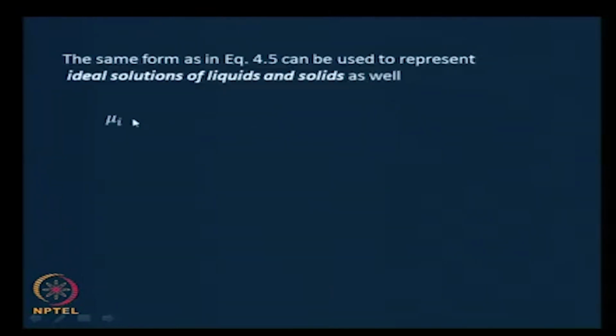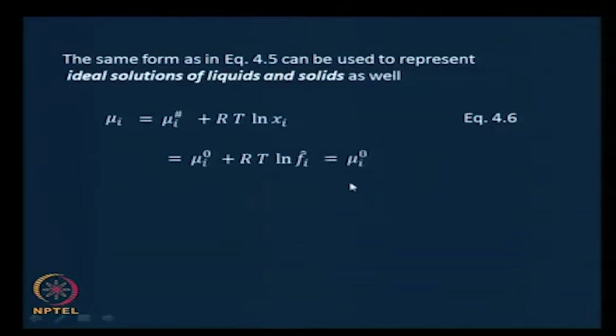And for ideal solutions of liquids and solids, you could write mu i equals mu i hash plus RT ln xi, where xi is the mole fraction of the component in a liquid or a solid mixture. In terms of fugacities, it is mu i naught plus RT ln fi hat, that is, mu i naught plus RT ln fi xi.